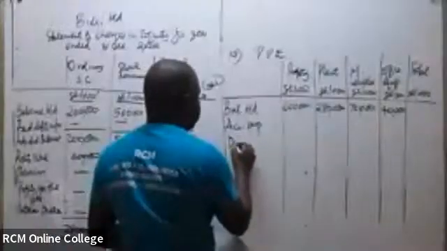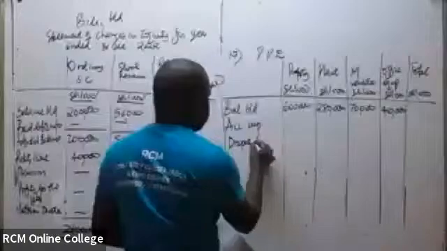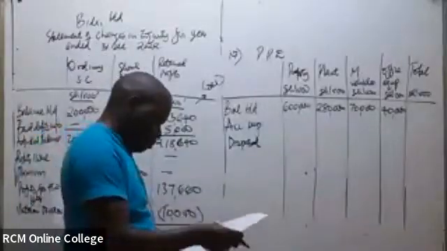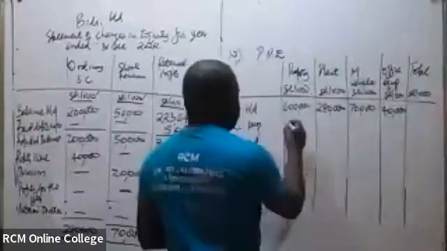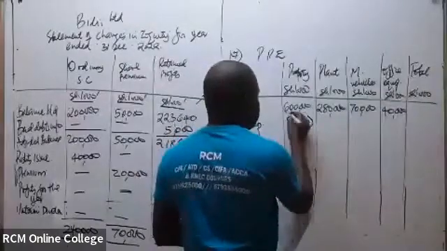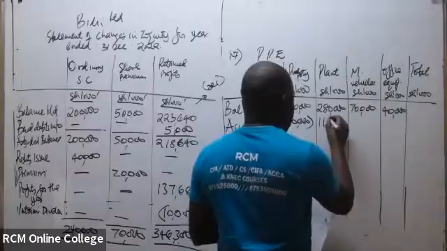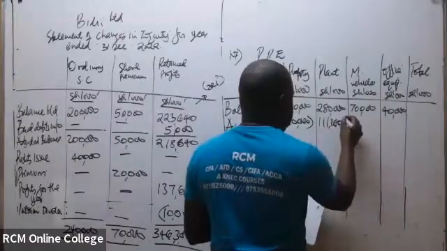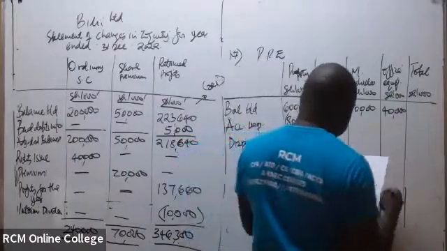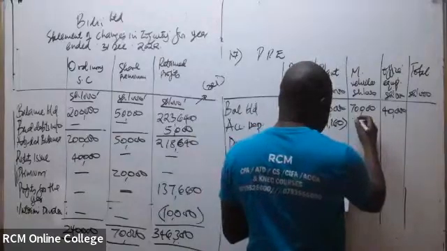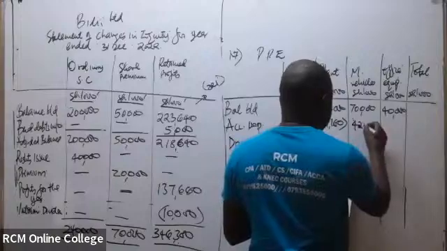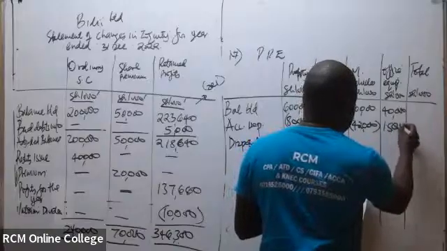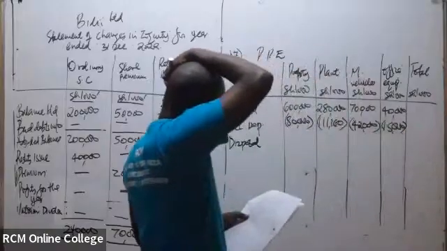So the disposal of an item of plant. This is the accumulated depreciation for these items. We have 80 million. This one we have 160. This one we have 42 million. This one we have 15 million. Then we have a disposal.